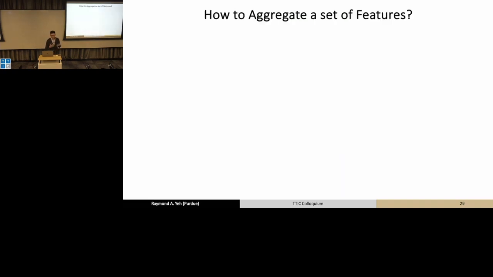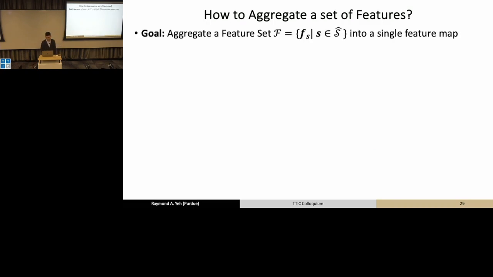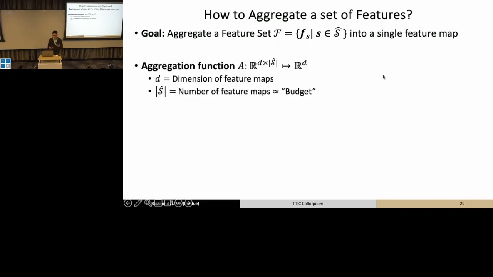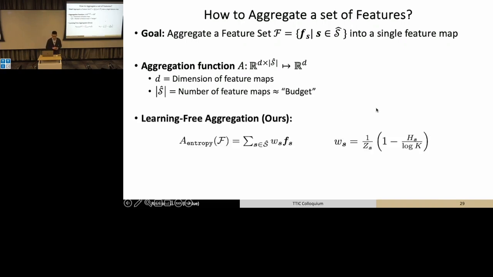So let's first talk about aggregating over a set of features. The goal of aggregation is that you're given a set of features, f_s, with some set s hat that we got somewhere, and we want to merge it into a single vector. So this aggregation function, you can think of it as a function from R^D times the size of the set, merged into R^D. D is the dimension of the feature map, and then you have the number of feature maps. Here I would roughly say that the number of feature maps correlates to the budget that you have. Think about at test time, you need to run 100 more feature maps. That's going to cost you something. So I'm going to use the term budget, which roughly correlates to the number of feature maps that you have. And in this work, we present two approaches.